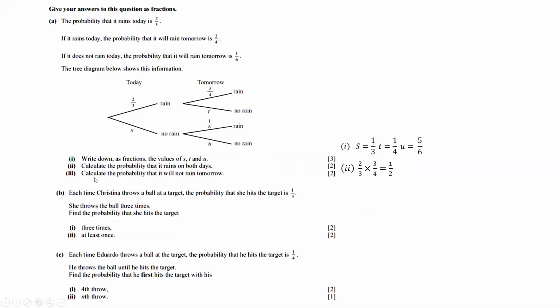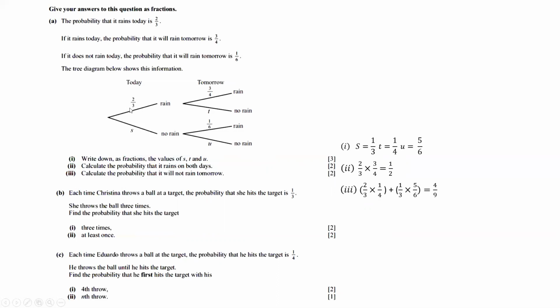Then the third one, calculate the probability that it will not rain tomorrow. So it will not rain tomorrow. That means today can be rain and no rain. Either one, because it says I want to know it will be no rain tomorrow. So you don't care about today. Today raining also can, no raining also can. So you must know, you need to add them later on.